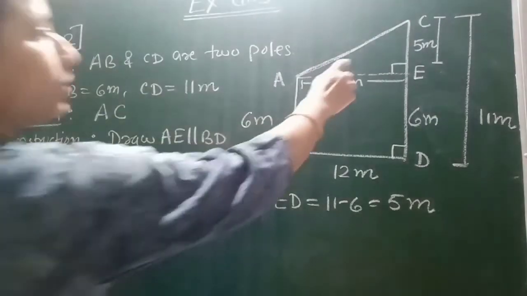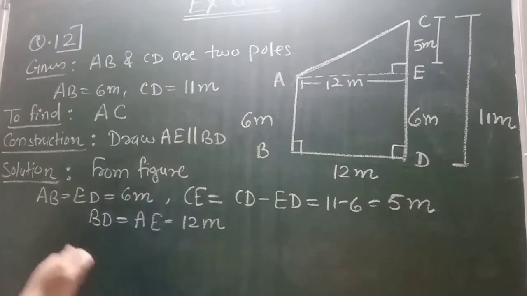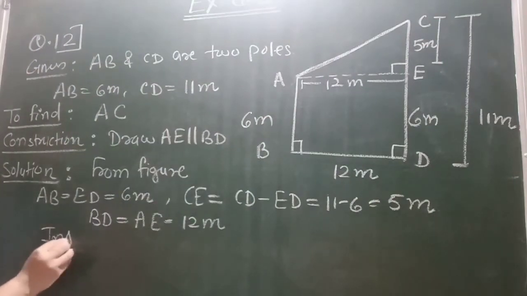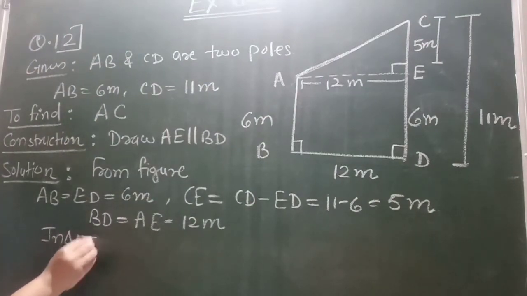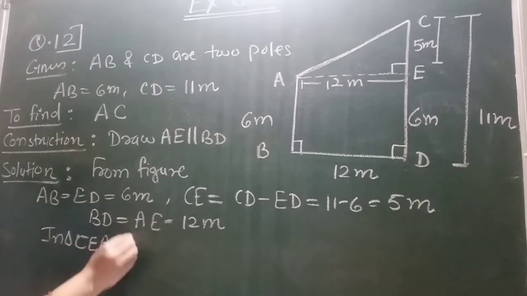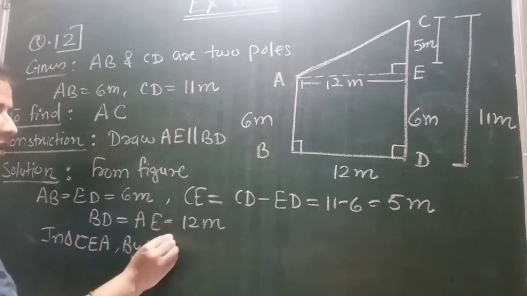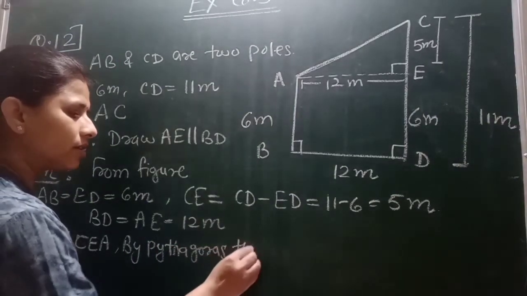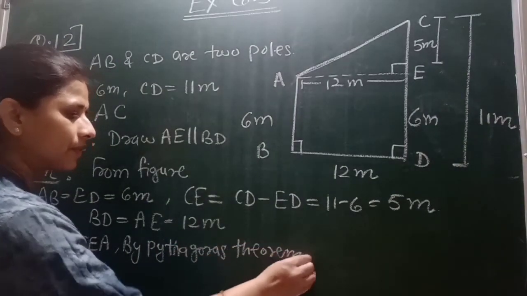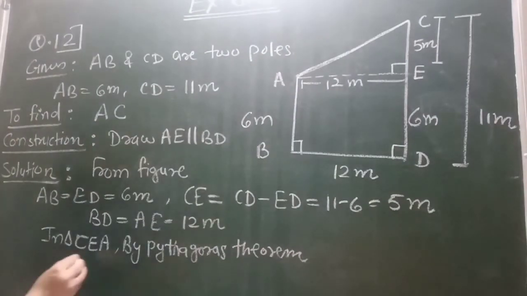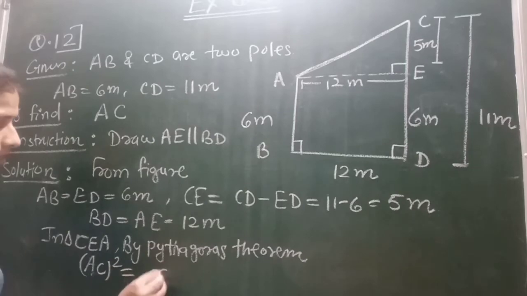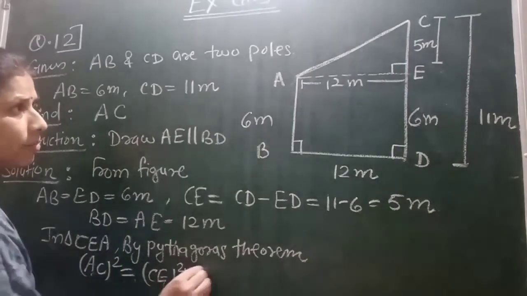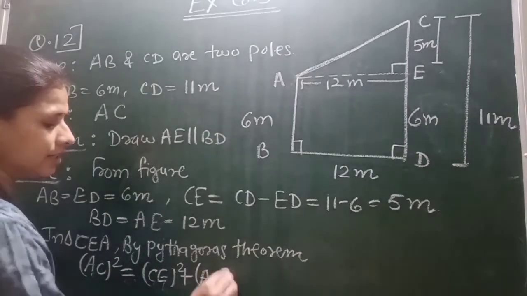Now this one is your right angle triangle. So in triangle CEA, by Pythagoras theorem, AC square equals CE square plus AE square.